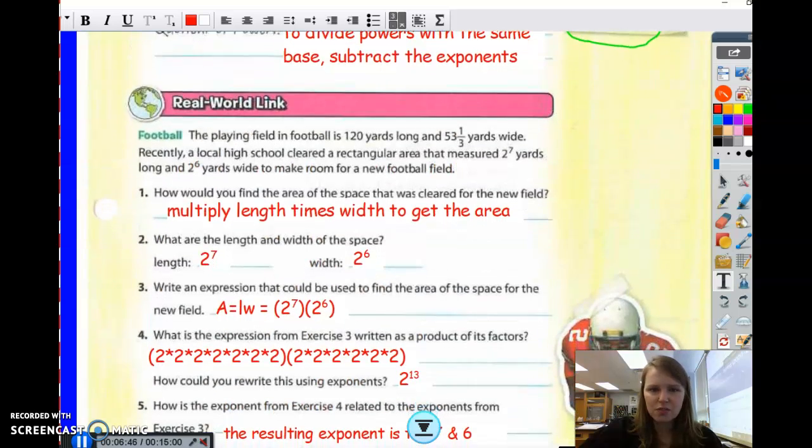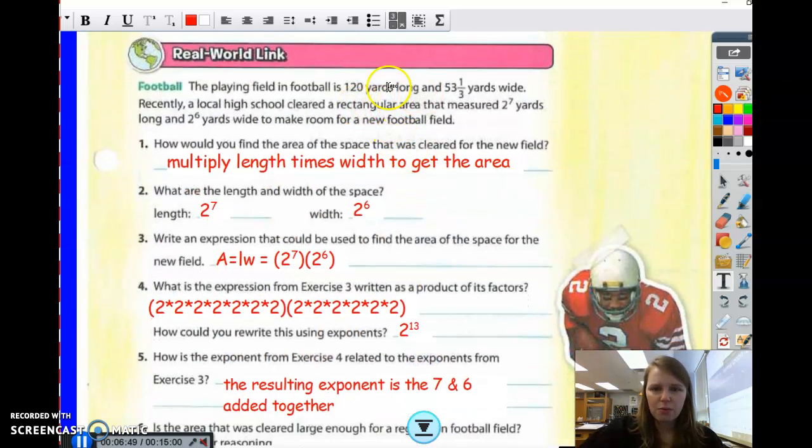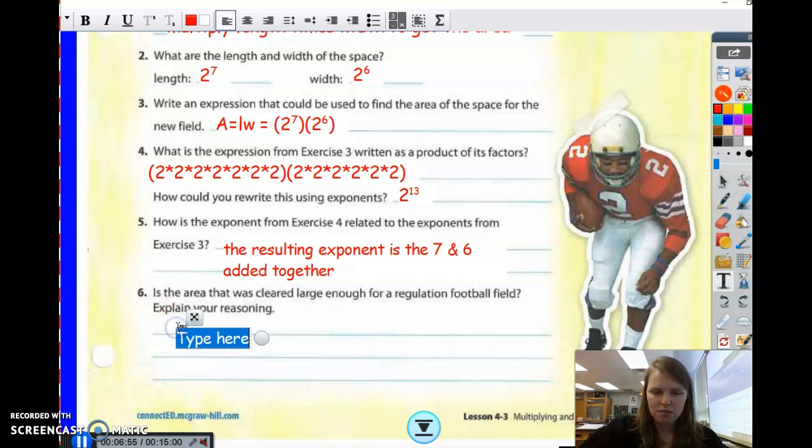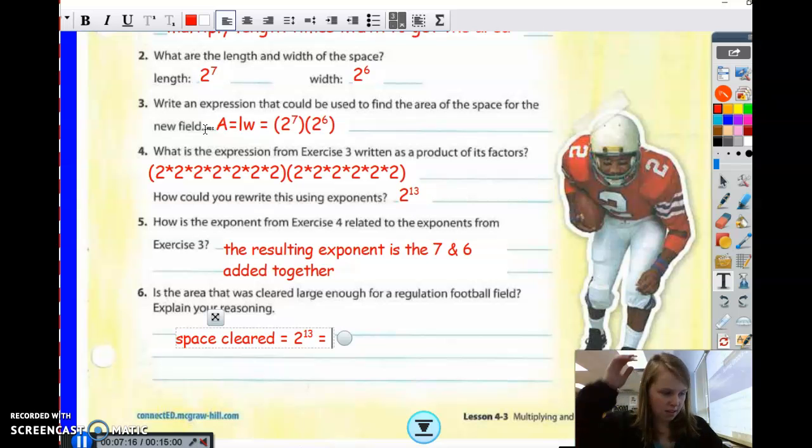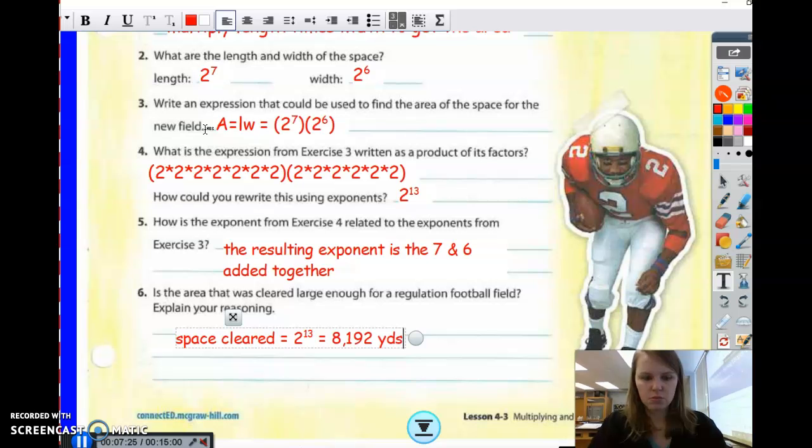Explain your reasoning. Well, regulation football field, I think what we're going to have to do is find this area here, right? So we're going to say space cleared equals 2 to the 13th power. What is that? Can you guys grab a calculator? What is 2 to the 13th power? I got 8,192 yards squared. Square yards, right?